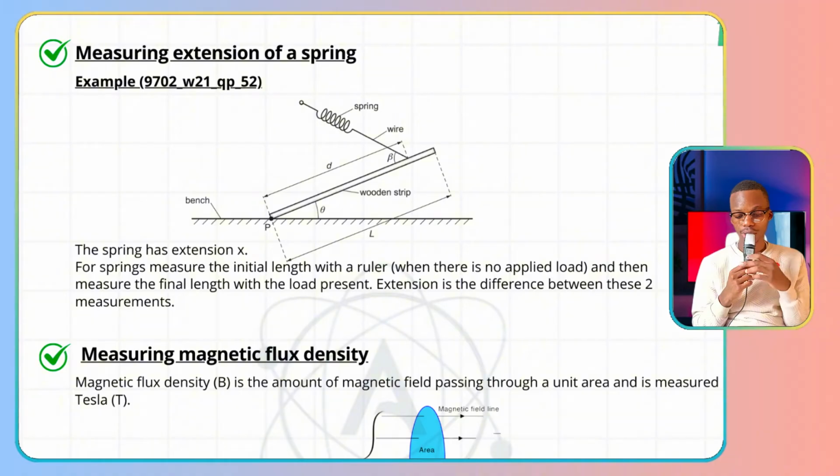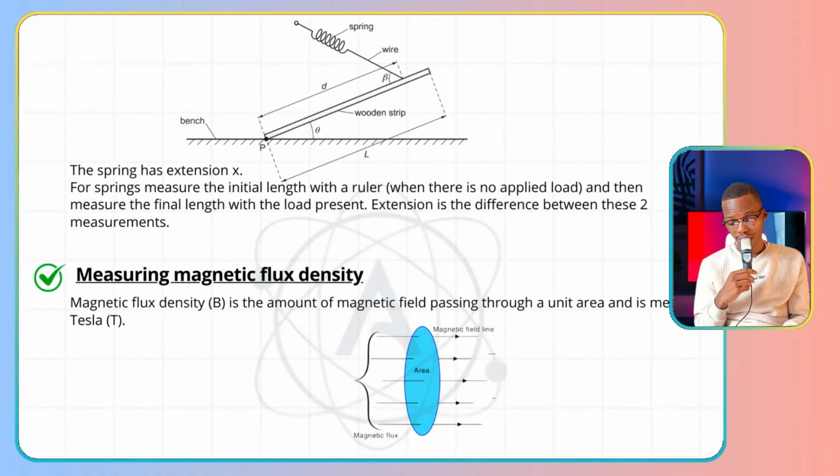Another variable you might be asked to measure is extension. Again, for springs, you just say: measure the initial length with a ruler when there's no applied load, of course, then apply the load and measure the final length. Extension is basically the final length subtract the initial length, right? You're just looking at the difference. How much has this spring extended by? That's basically the calculation that you'll be trying to make.